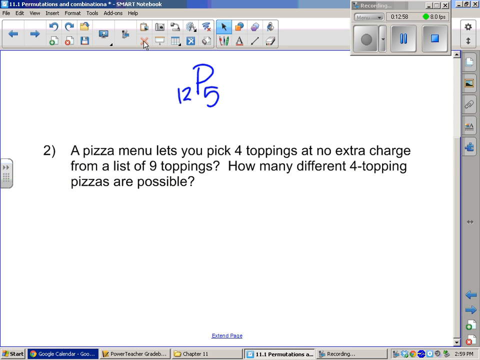I don't think so because you're grouping. That's how I think about it. Right. They're all going to be on there regardless. So, C, and then we have 9 toppings and 4 to choose from.